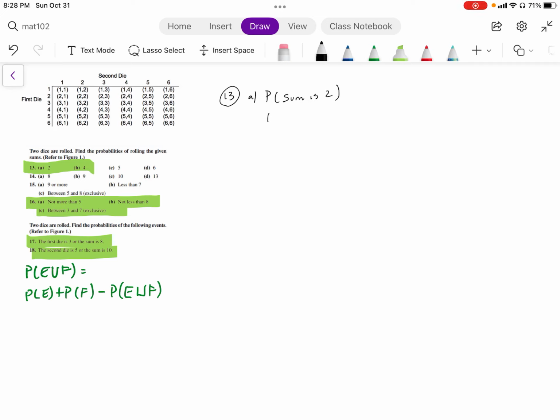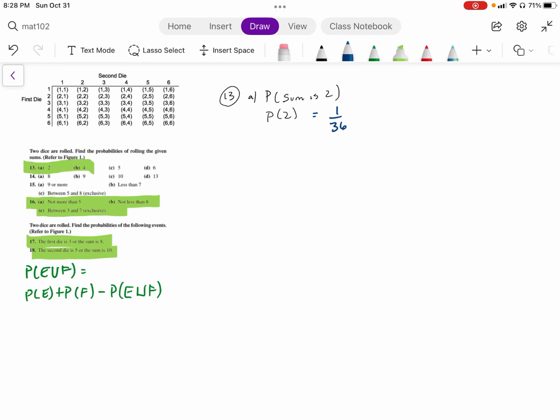So, P of 2. Well, there's only one possible way to do that, right? If I roll two dice, they both have to be 1. So that's the very upper left, and there are a total of 36 possibilities, 6 combinations for each row there. So the probability is 1 out of 36.